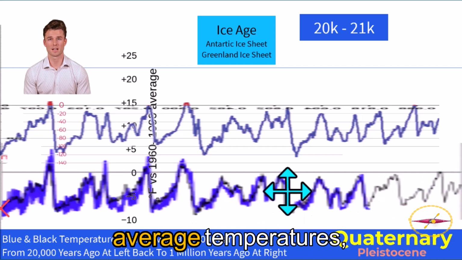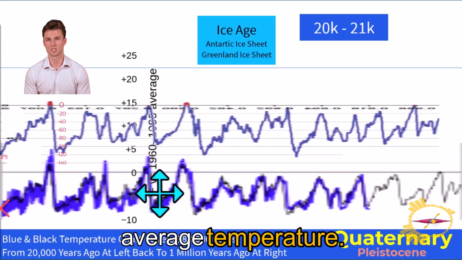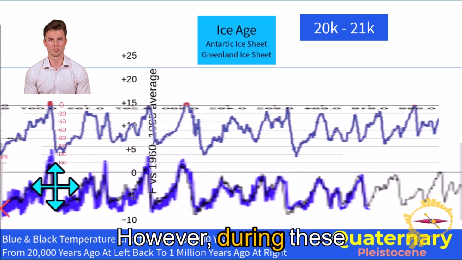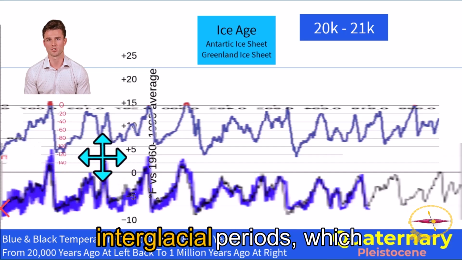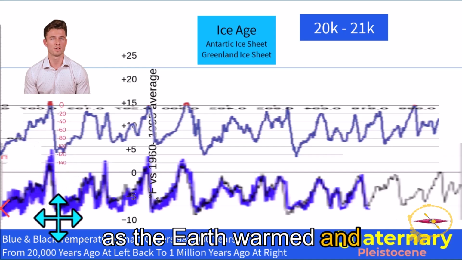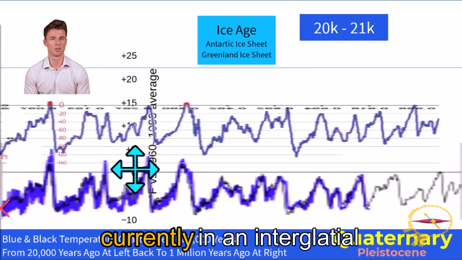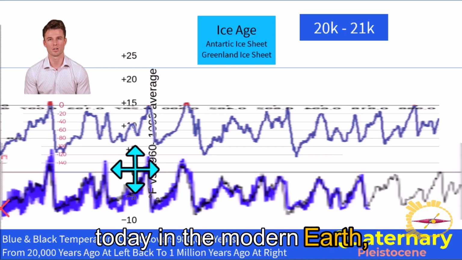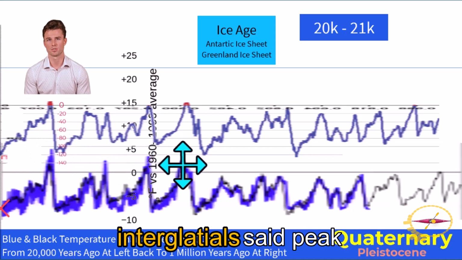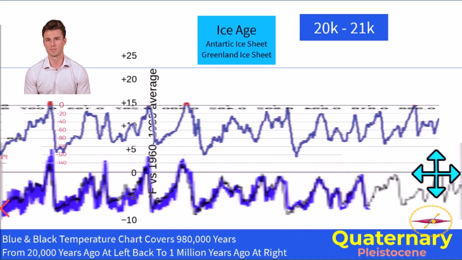And if you look at the average temperatures, you'll see that they tended to average below today's average temperature. However, during these peaks, which are called interglacial periods, which is where the temperature was at the warmest period as the Earth warmed and cooled, the last 4 interglacials. And by the way, we're currently in an interglacial today in the modern Earth, but these previous 4 interglacials had peak temperatures that were all above today's average temperature.